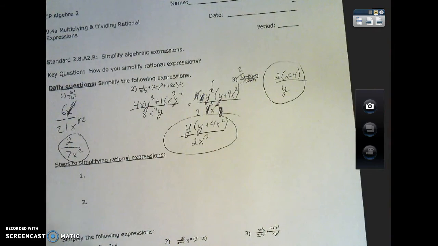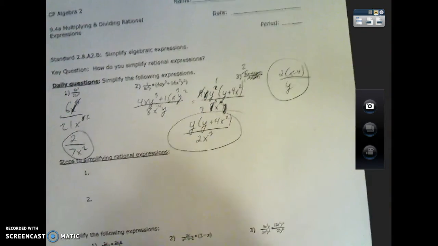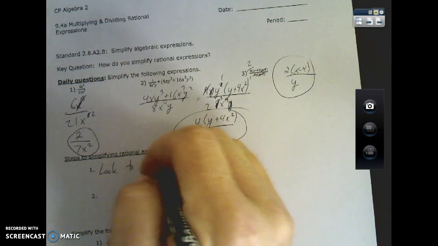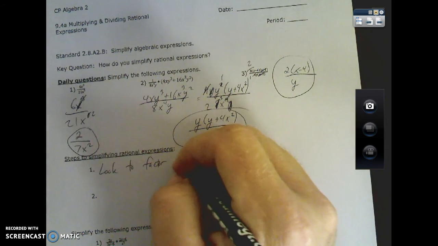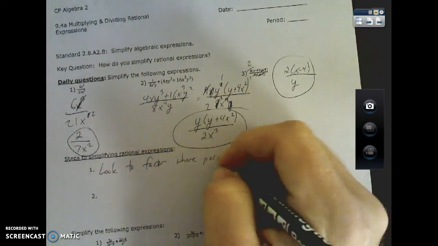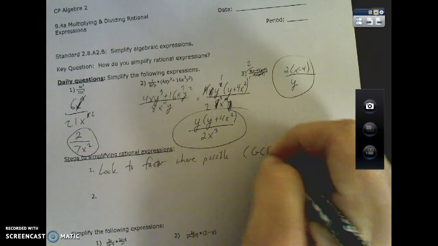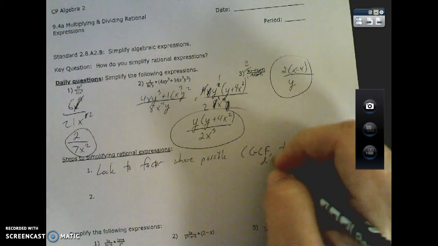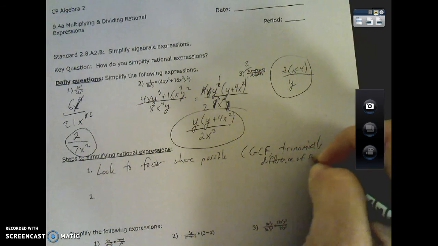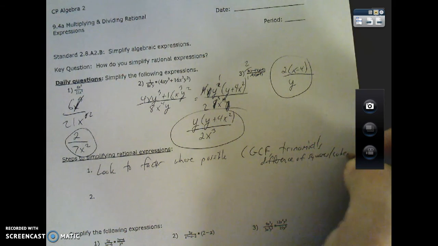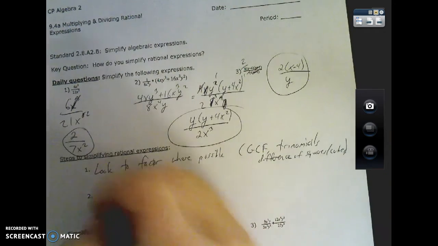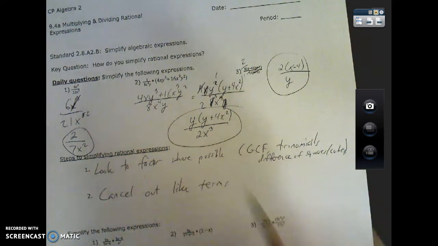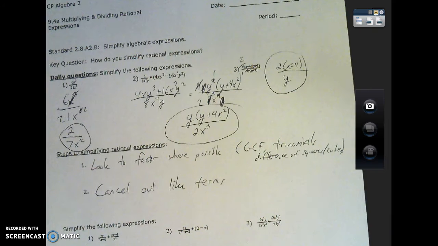So, what are we doing today? Today we are doing steps to simplifying rational expressions. We are going to look to factor where possible, whether that's GCF, trinomials, difference of squares, or cubes. And then you look to cancel out like terms. It's all about looking to cancel out like terms. We're trying to reduce things down.